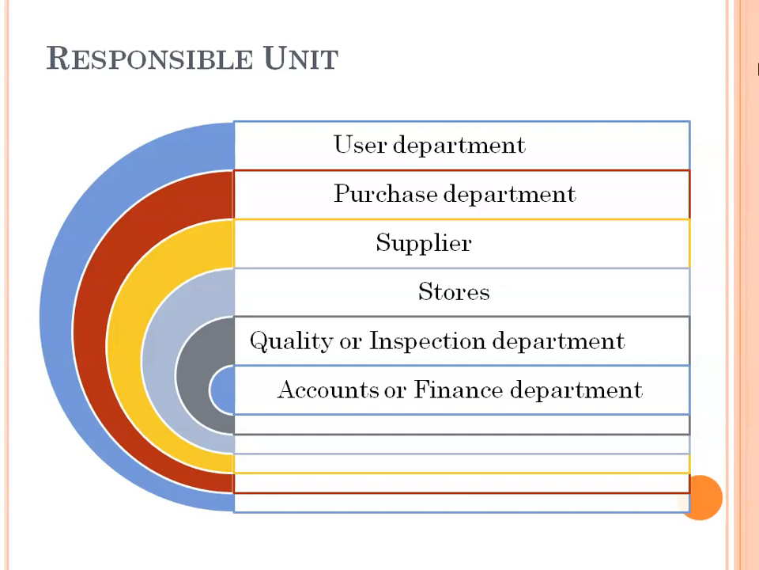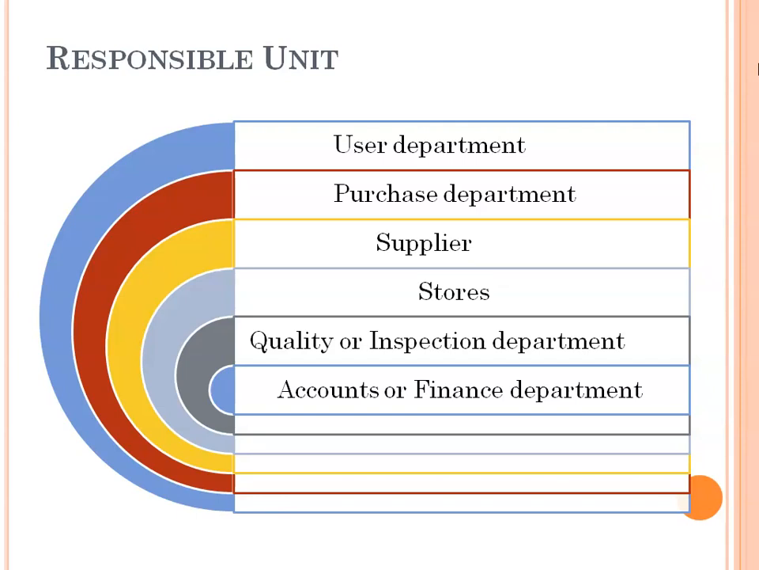Now, who will receive these materials? These materials will be received by the store department, and the material will be in the custody of stores. Suppose they firstly had 10 quantities and now they have received 100. So now they will issue the MRR, that is the material receipt note, that they have received 100. So their stock will be 10 plus 100, now 110. This activity will be done by the stores department.